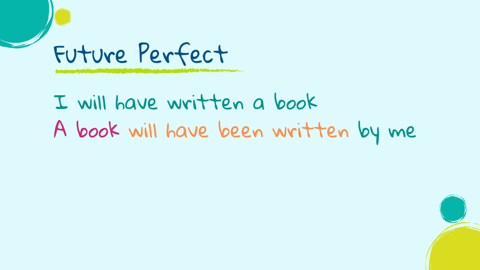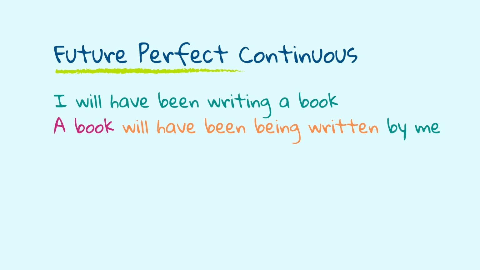Let's see the combination between perfect and continuous. So we will have future perfect continuous. I will have been writing a book. The active sentence contains the indication of future, that is will, and then the indications of perfect, that is have and been, have and verb 3, and then the indication of continuous, writing. So I will have been writing a book.